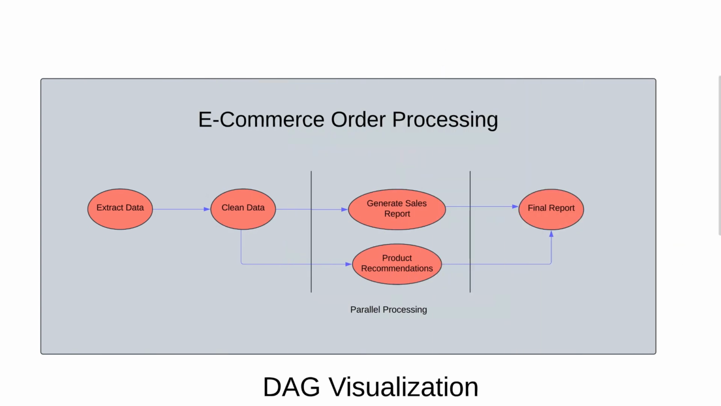And finally, at the end, this will be our DAG visualization, which is nothing but a graphical way to represent the sequence of operations in Spark. In our example, the first step would be extracting the data. Once this extraction is completed, it will give the output to clean the data. The node that cleans the data will provide its output to both the nodes, generate sales report and product recommendations. These two nodes will run in parallel and generate the output. Once the output is generated from both nodes, it will be treated as input to the final report, and the final report will provide both the sales report and the recommended products at the end.